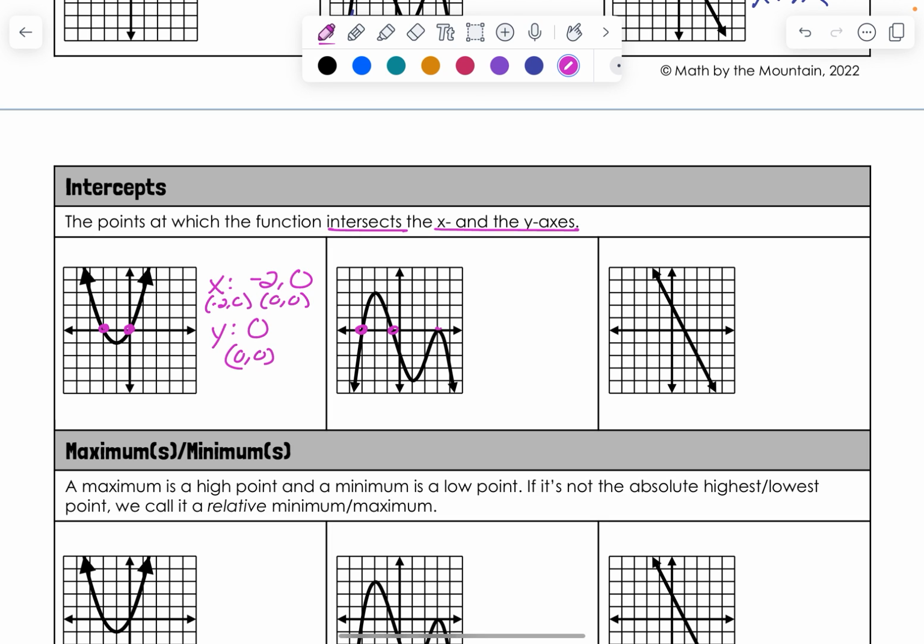X-intercepts, I'm going to mark those points. We're going to have to estimate on one of those, but that's okay. The x-intercepts are at -3, about -1/2, and +3. Y-intercepts, you know what, maybe I'll do a different color for that. The y-intercept is right there, which was also right there. The y-intercept is -2.